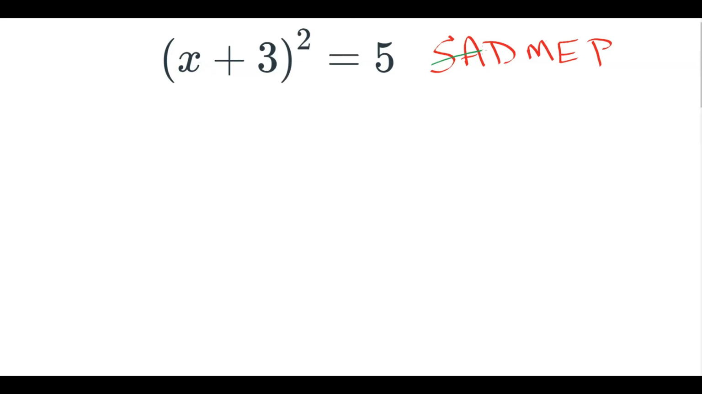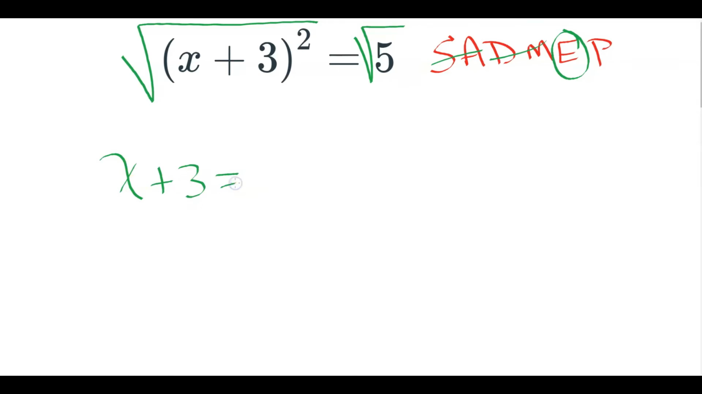I don't have any divide or multiplies, but I do have an exponent to get rid of. So I'd say, okay, well, what's the square root of each side? That will cancel out the exponent, and that'll leave me with x plus 3 equals the square root of 5. That's not a perfect square. I can't just take the square root of 5 and get an actual answer that's rational.